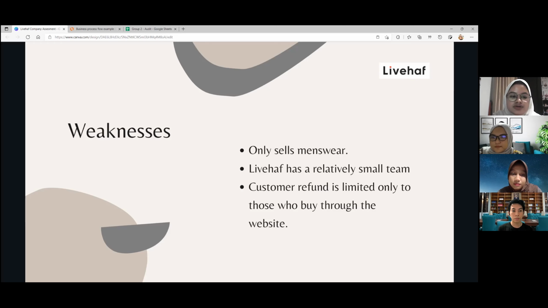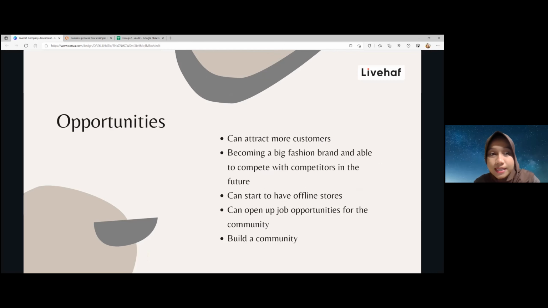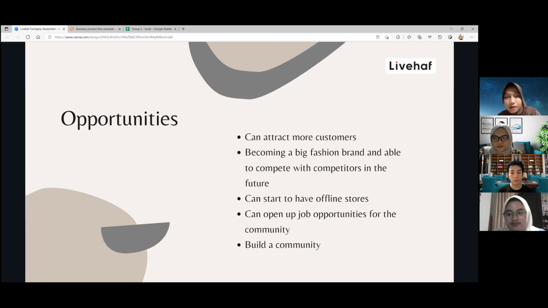Okay, next we go to Livehaf's opportunities. The first opportunity is that they can attract more customers because they have many types of products, considering that Indonesian people are very conscientious and picky in choosing a good product at an affordable price.